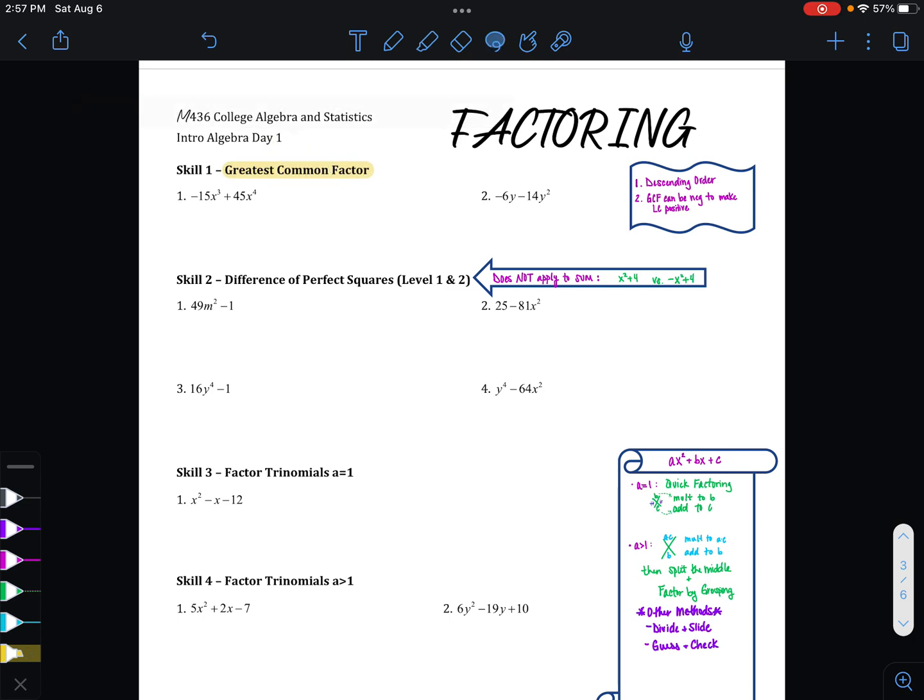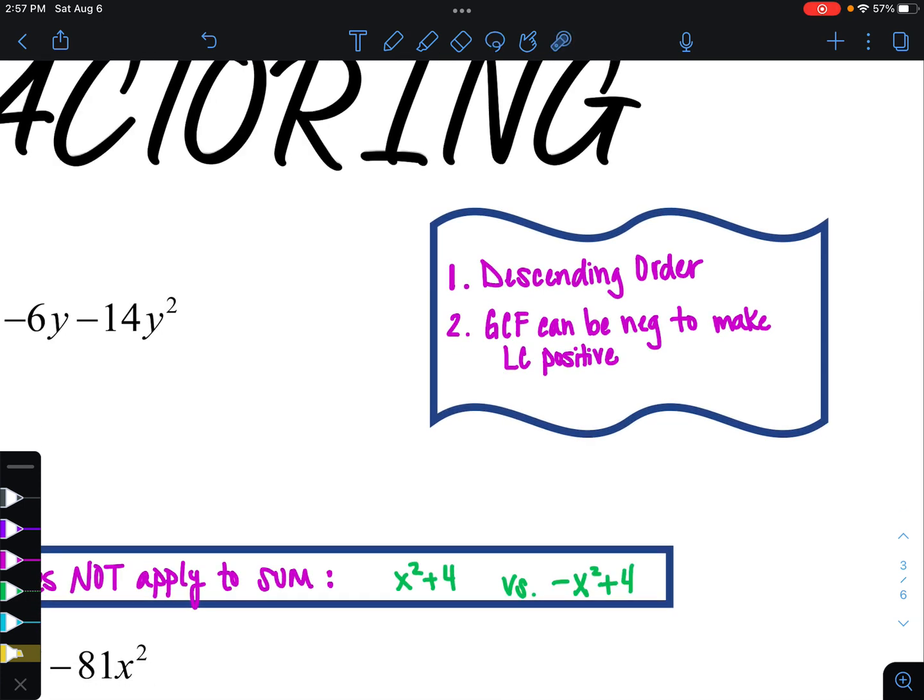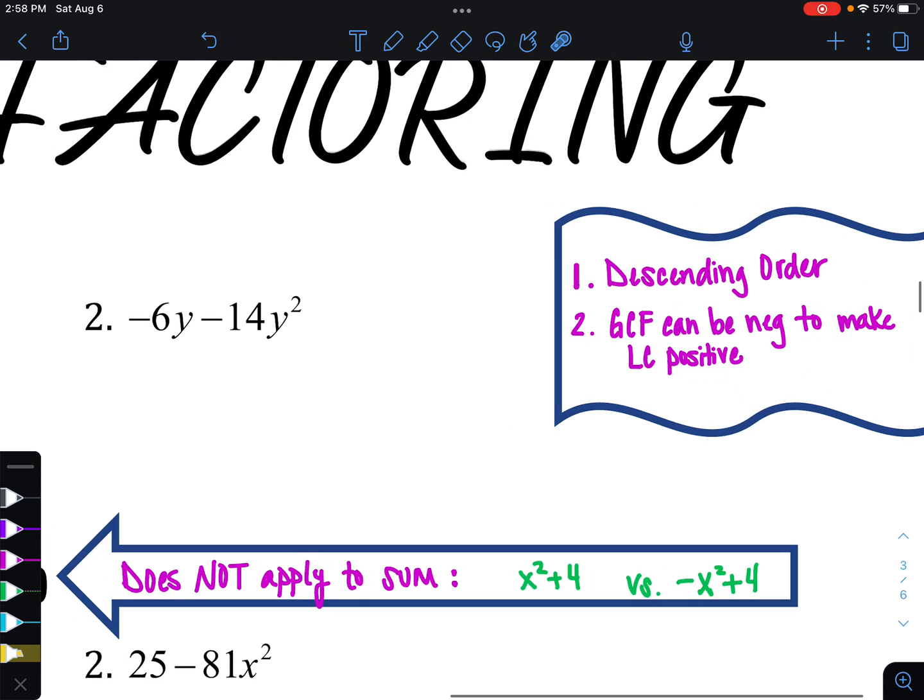With the GCF, before we take it out, we want to make sure that the polynomial in front of us is in descending order, meaning the exponents are going down, like x cubed, x squared, x, and then your constant. And then in some special cases, we may need to take out a GCF that's negative so that the leading coefficient, that's what LC means, is positive. We're going to see an example of that in a second. But go ahead and pause to copy that down and then jump right back in.